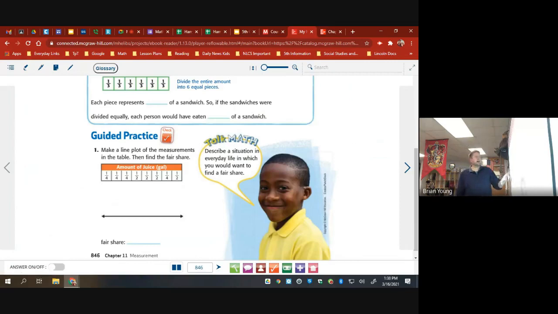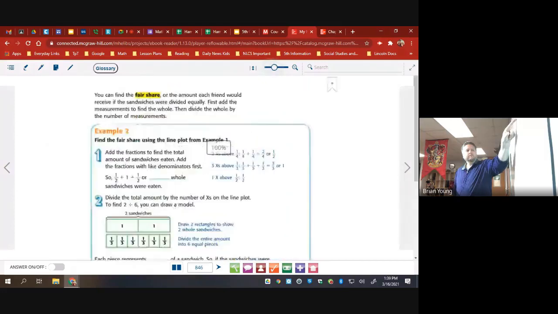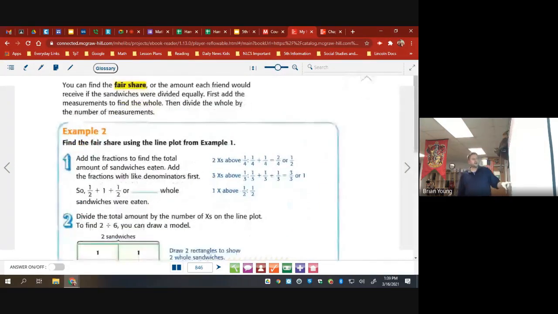Now it's going to talk about actually doing a fair share, which is what we've done already. Okay, Aiden? Fair share. Again.